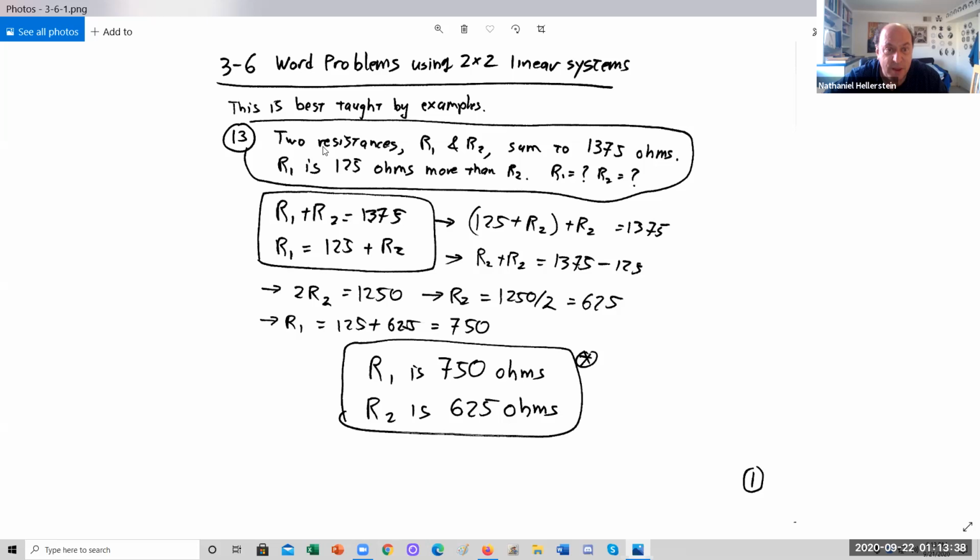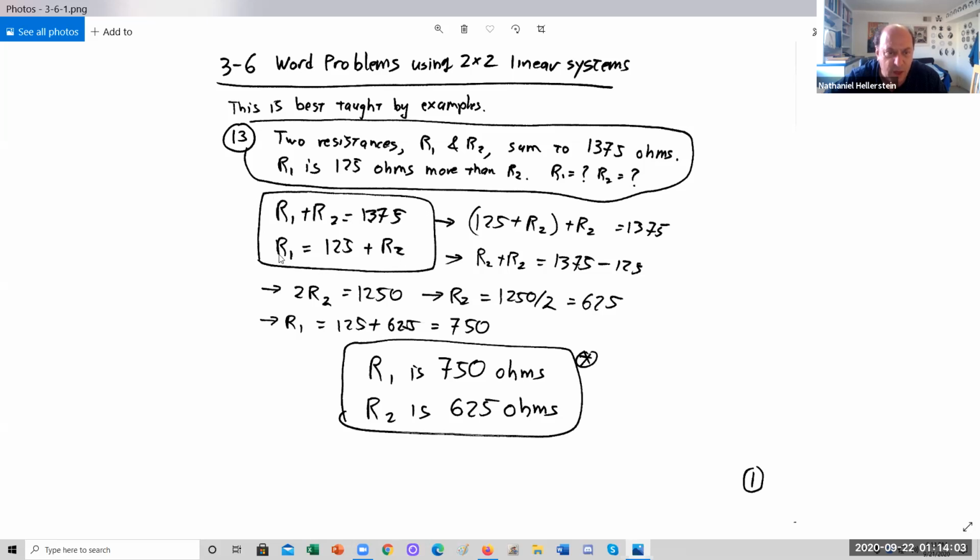Problem 13. Two resistances, R1 and R2, sum to 1375 ohms. R1 is 125 ohms more than R2. What are they? Okay, the first thing, they sum to 1375, so R1 plus R2 equals 1375. R1 is 125 ohms more than R2, so R1 equals 125 plus R2. Here's a 2x2 linear system.